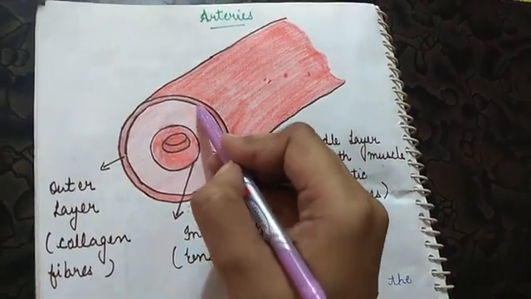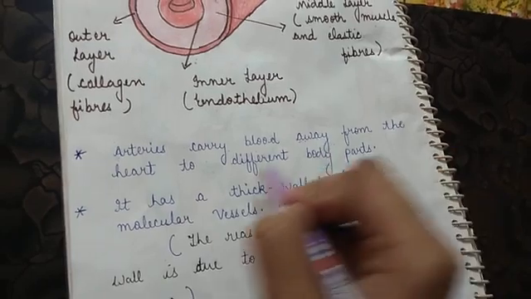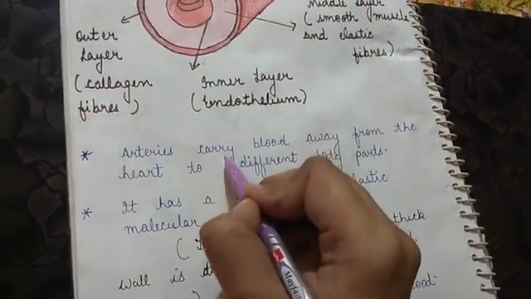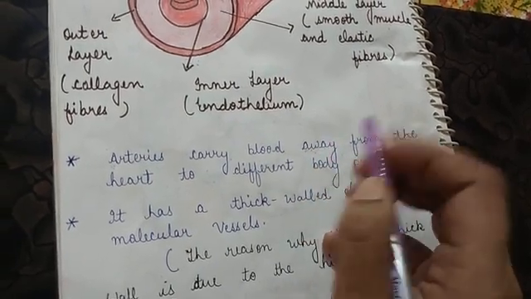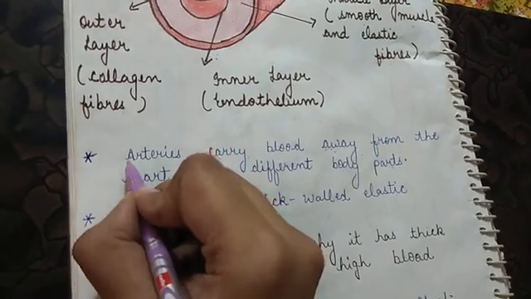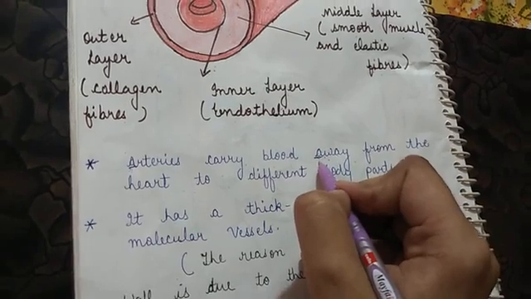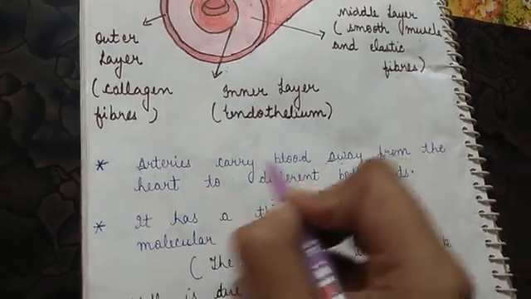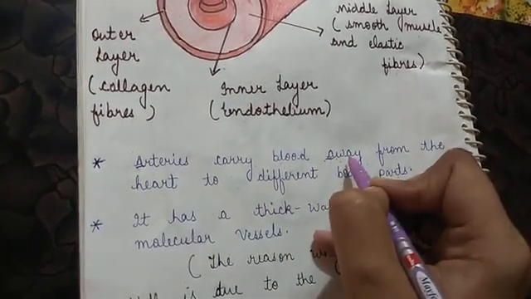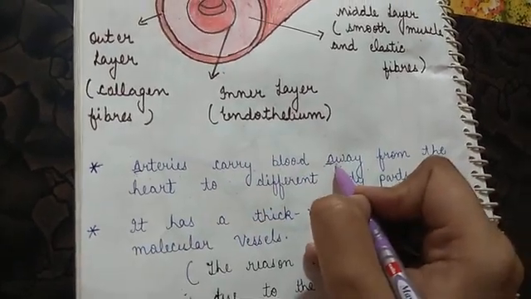Now let's see what are the functions that are performed by arteries. The first function is arteries carry blood away from the heart. What does it carry? It carries blood away from the heart. To make it easy, students, just keep two letters in your mind, this A and this A. Arteries and away. Arteries, what do they carry? They carry blood away from the heart. So, in this way, you will always remember the function of arteries. What is that? Arteries carry blood away from the heart.